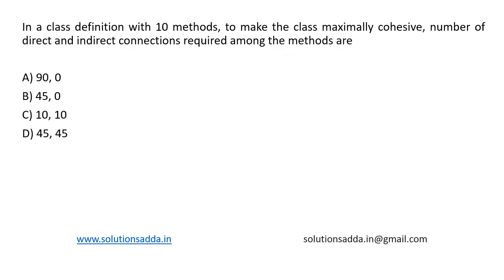In a class definition with 10 methods, to make the class maximally cohesive, what is the number of direct and indirect connections required among the methods? First of all, to make the class maximally cohesive, every method should be related to every other method. That is an important point. Hence, if we assume every method to be a node of a graph, like this, or suppose there are four methods, we assume every method to be nodes of a graph. Then, to be maximally cohesive, every method should be connected to every other method. So, the edges represent the connections and nodes represent the methods. So, then maximum cohesiveness can be achieved by making the graph complete.